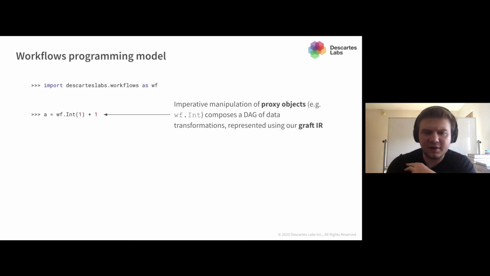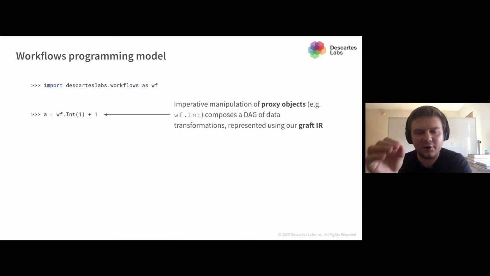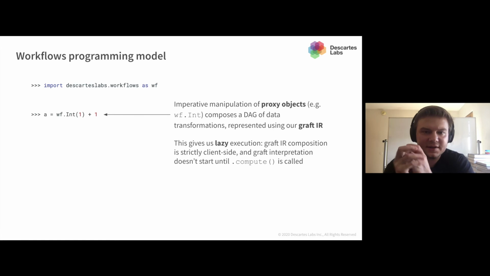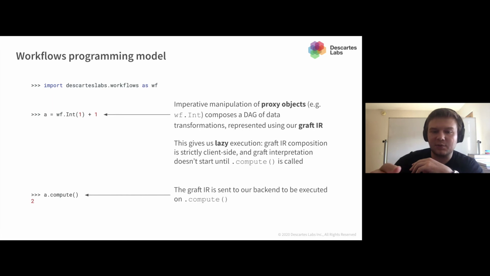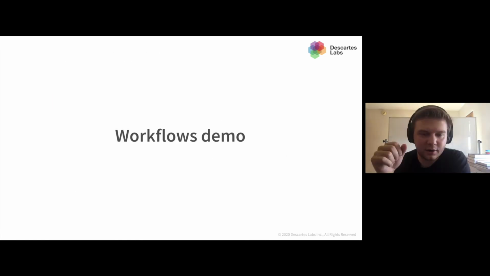Programming model, very simple, I kind of went over it a little bit already. We have these proxy objects in the client that the user imperatively manipulates, and under the hood this composes a DAG of data transformations, which is represented in our graphed intermediate representation. This gives us lazy execution, which, if you're familiar with machine learning frameworks or if you've used Haskell, you're probably familiar with lazy evaluation. What's nice is this graphed IR composition is totally done on the client. There's no network communication or any interpretation of the graph until you call compute. Then once you call compute, it's sent to our backend and executed.